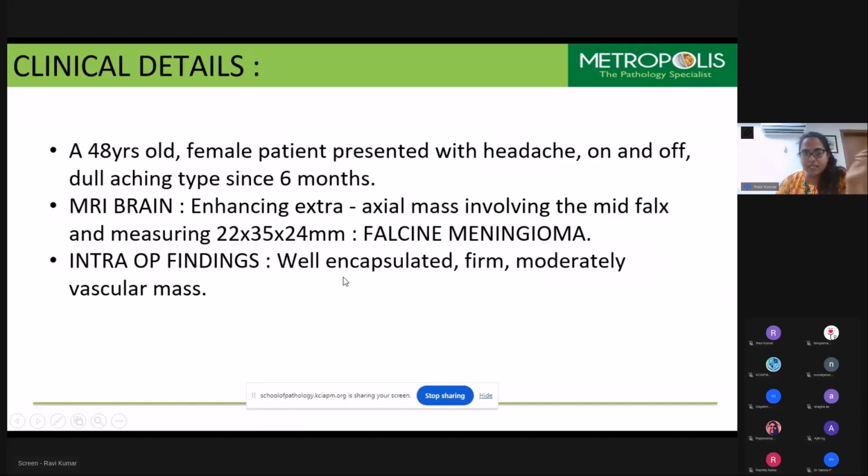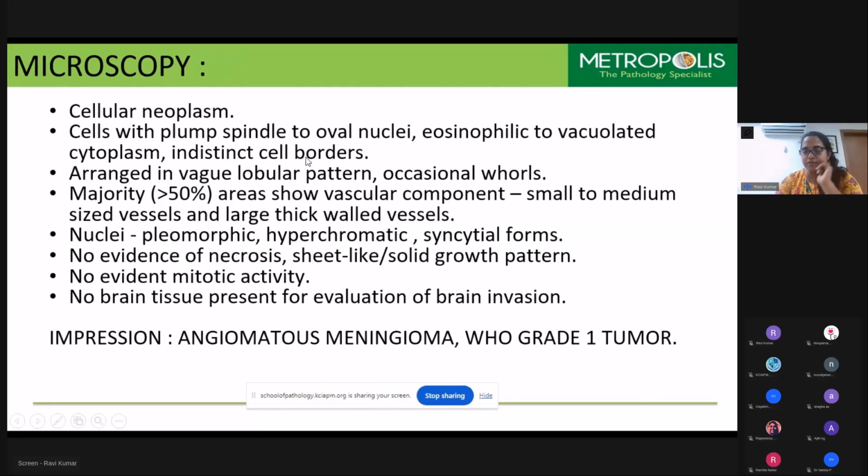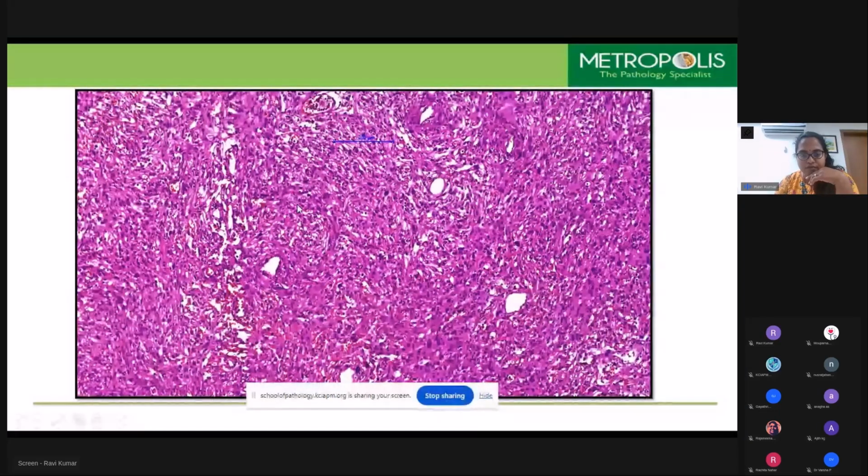And then on intra-op findings, it was a well encapsulated, moderately vascular mass. It was received in multiple pieces, gray white, irregular, and the entire tissue was submitted. So microscopy, as Dr. Rajmina already pointed out, the same findings. It was a cellular neoplasm. Basically, the cells were plump, spindle to oval, with eosinophilic to vacuolated cytoplasm, indistinct cell bodies, arranged in vague lobular and whorling pattern at places, as you can see here.